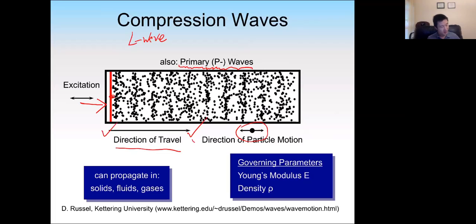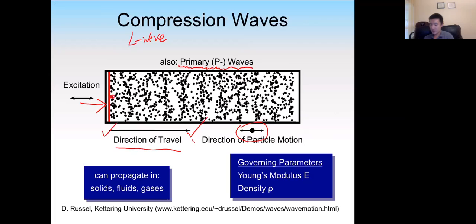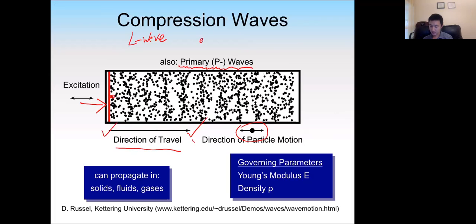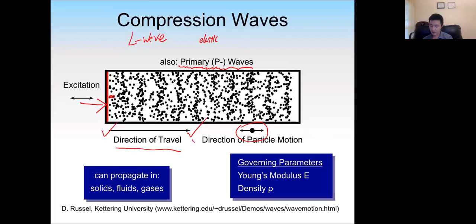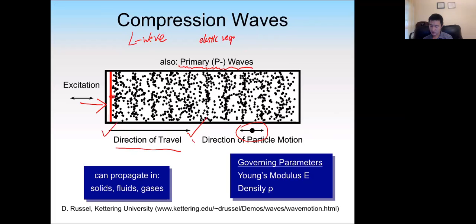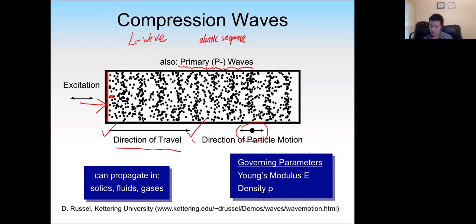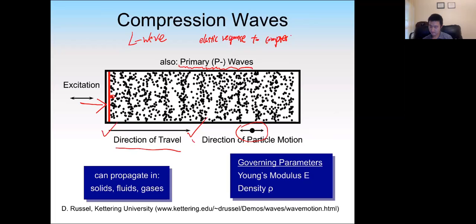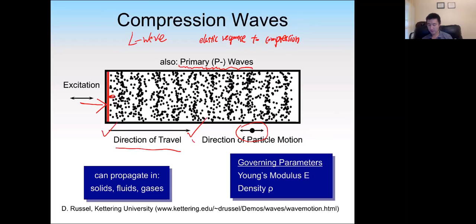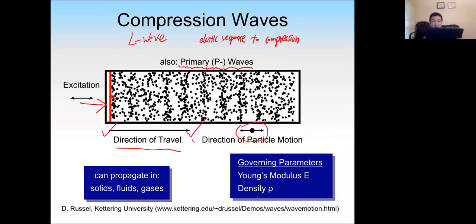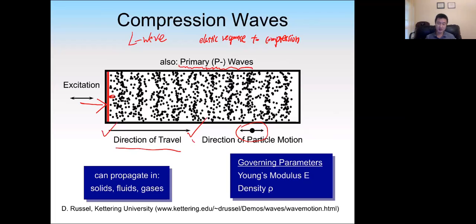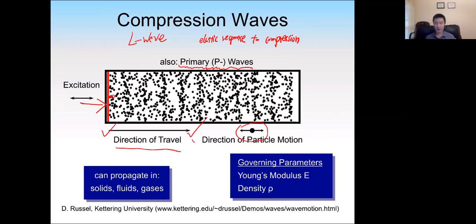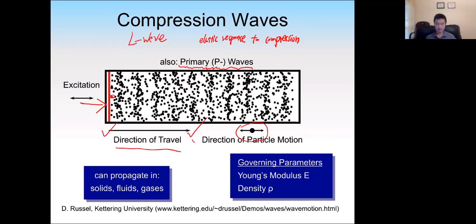Okay, so let me write this down. So compressive wave caused by elastic response to compression. Right. So as long as the medium has elastic response to compression, compression wave can be propagated in that medium.